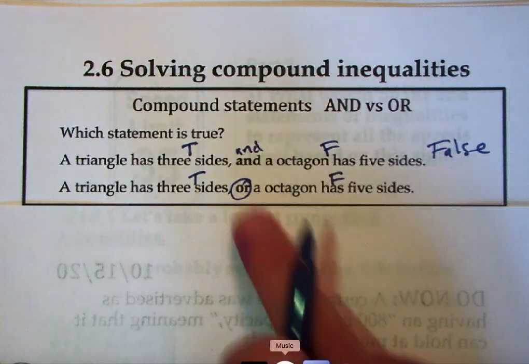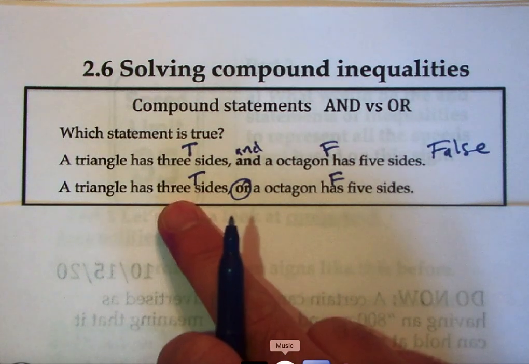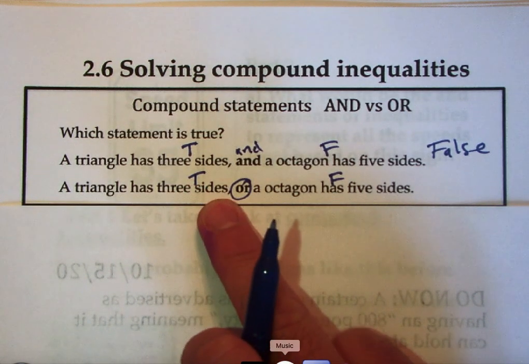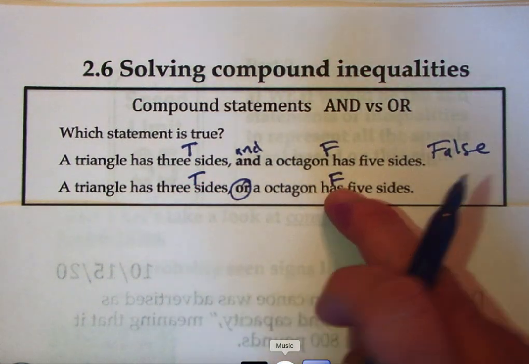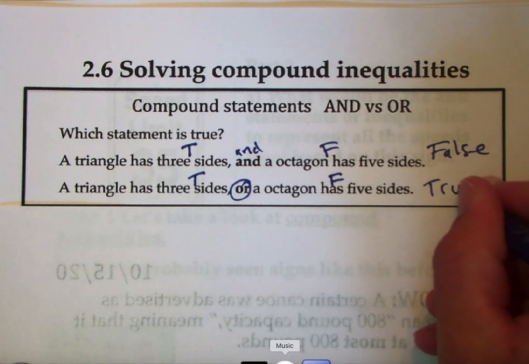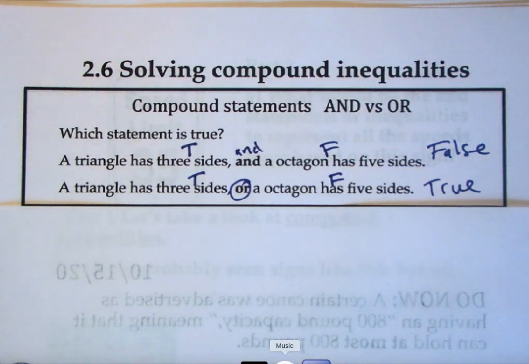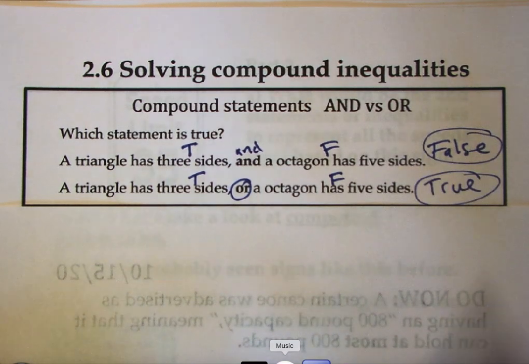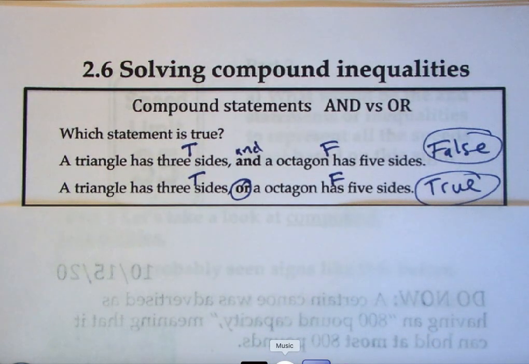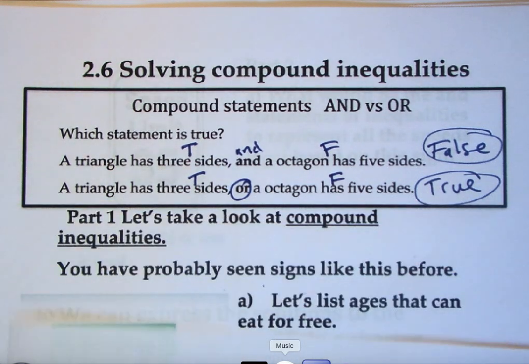And then the big key is that this is an "or" statement, right? The triangle has 3 sides, or an octagon has 5 sides. Is one of these statements true? Because it's either/or, we can say yes. 3 sides is true, the other is false. But we said "or," so the whole thing is true, and the whole thing up top is false, when we use "and" versus "or." "And" implies both things have to work; "or" implies that one or the other has to work, right?